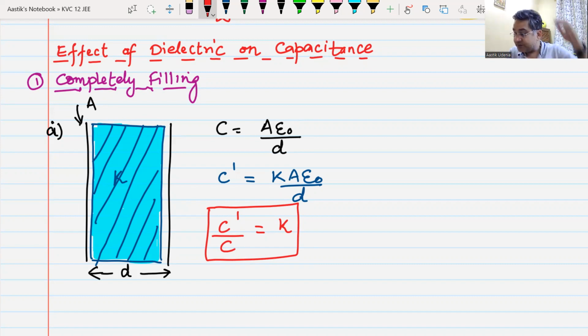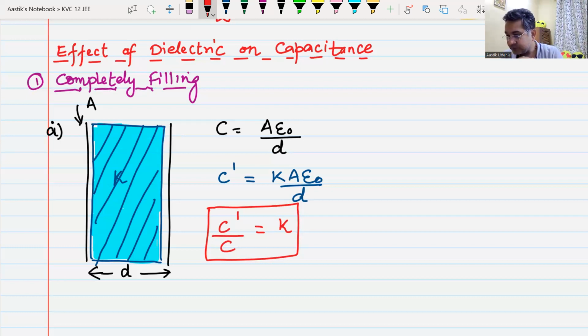Now, this dielectric can be inserted under two conditions. The first condition is you charge the capacitor first, by connecting it to a battery, and then you remove the battery. And now you insert the dielectric. This is known as the battery removed case. The second is you keep the capacitor connected to the battery, and then you insert the dielectric. Are the two cases clear to everyone?